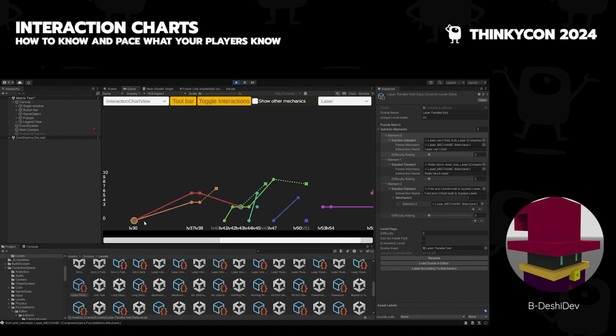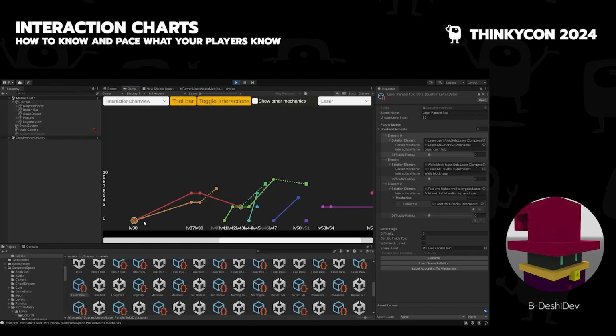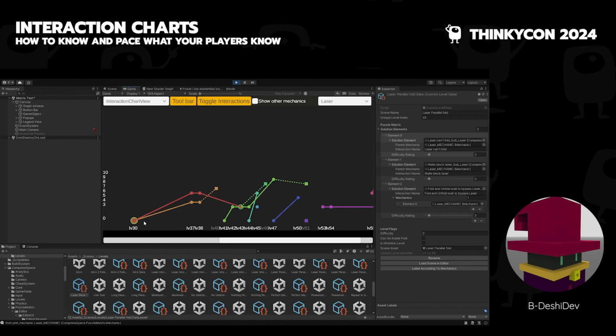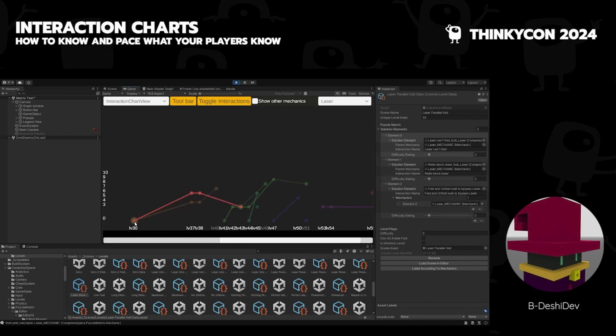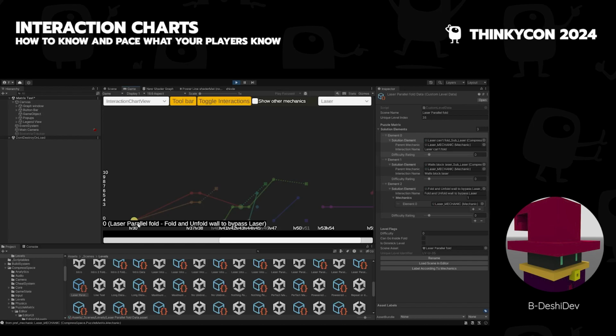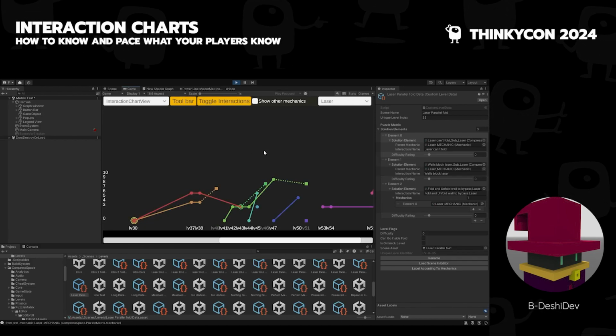So when the level has multiple interactions at the same difficulty level, I just draw the points bigger so that I can visually see that this level has multiple interactions. And if I hover on them, I can find out which interaction it is. So that's just a little bit of notation to make it easier.